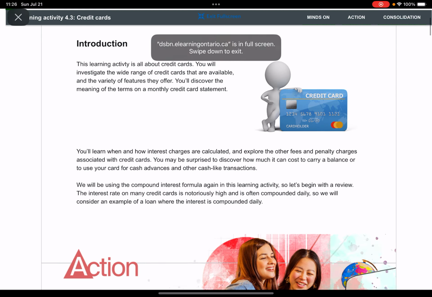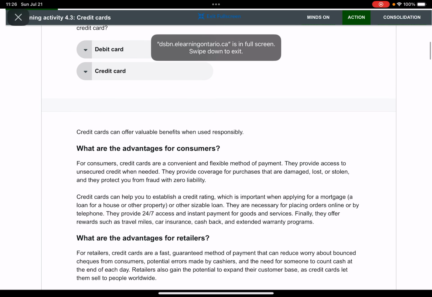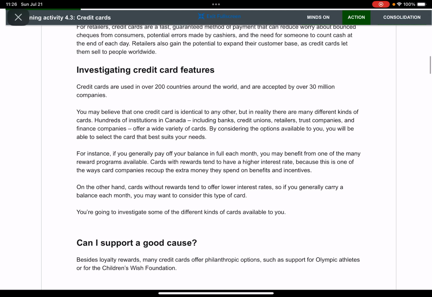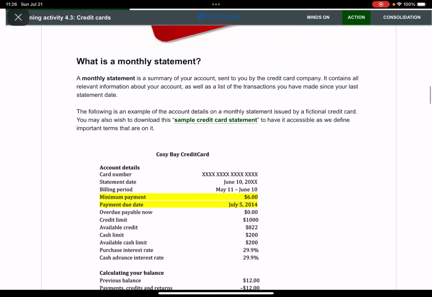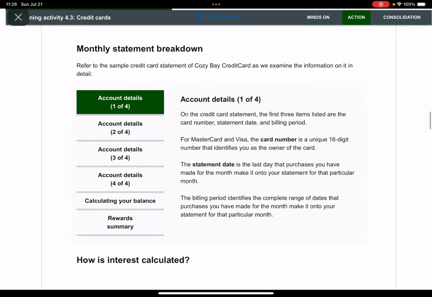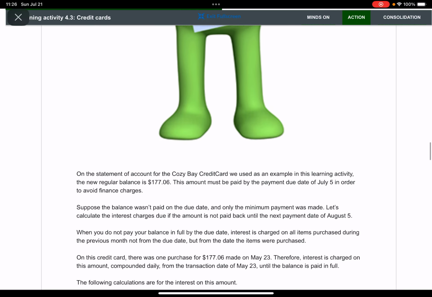4.3 is mostly about credit cards. It discusses the difference between debit and credit cards. And also some of the pros and cons of credit, which is something that you're going to do in your assignment. It shows you a bank statement. It gives you a breakdown. And discusses exactly how that interest is calculated with the credit card.